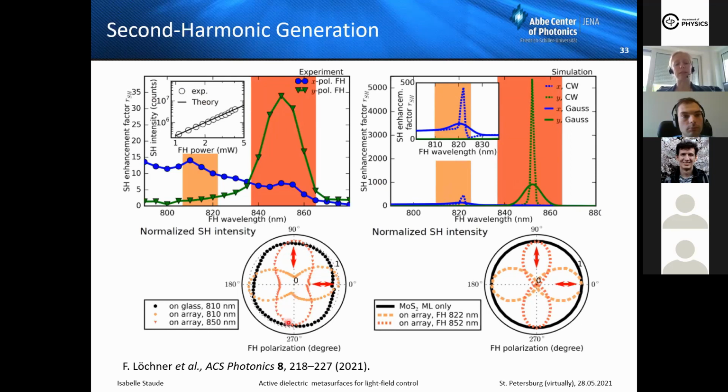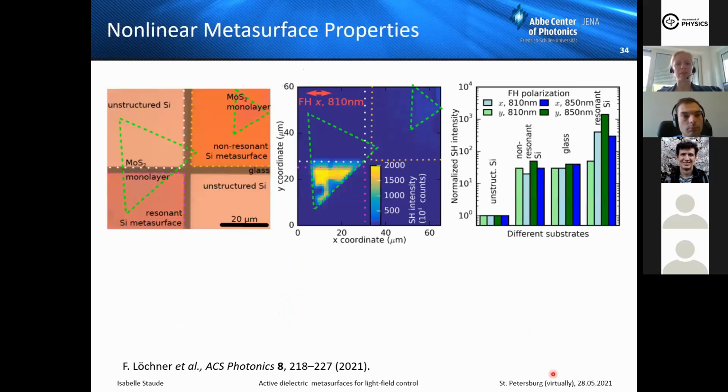We also checked the polarization sensitivity of the second harmonic, depending on the orientation of the fundamental harmonic that was incident. For only MoS2 on glass, this is polarization independent, but for the metasurface at the two resonances, we see nicely reproduced that the resonance at 810 that's excited for X polarized excitation also produces the second harmonic in X polarization. For the second resonance, which was excited for Y polarization at 850 nanometer, we also have the second harmonic mainly showing for Y polarized excitation, and this is also in agreement with theory. All right, so this fits quite well.